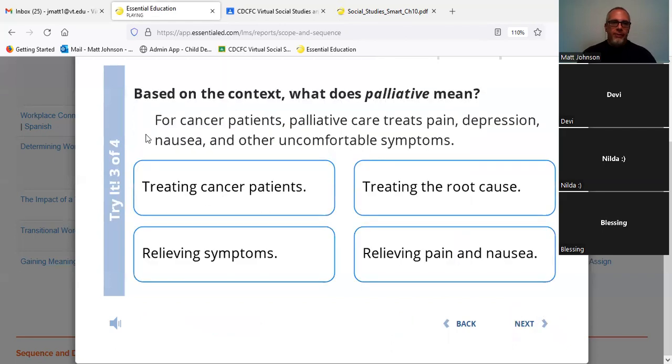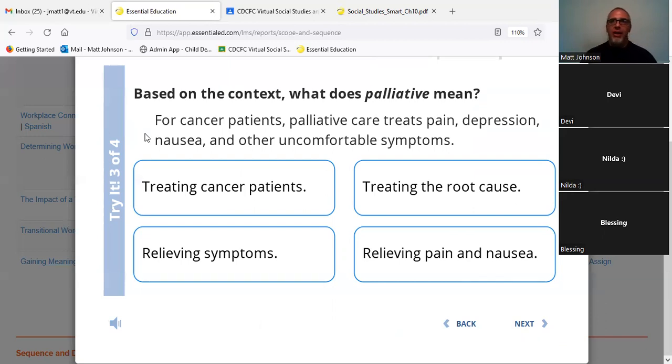Try using context to understand a new word. Based on the context of this sentence, what does palliative mean? Palliative. So for cancer patients, palliative care treats pain, depression, nausea, and other uncomfortable symptoms. So based on our context there, we know that it's about relieving symptoms of a cancer patient, right?